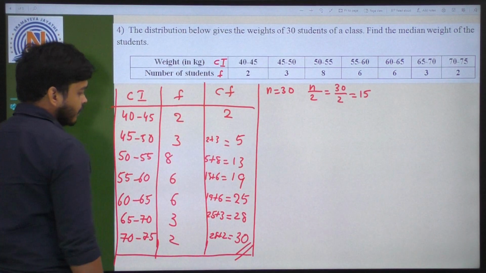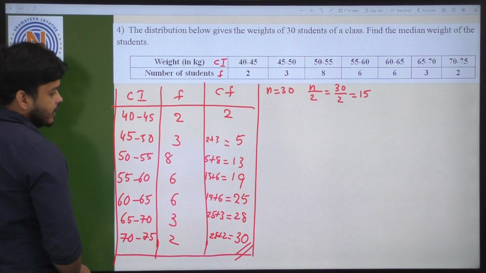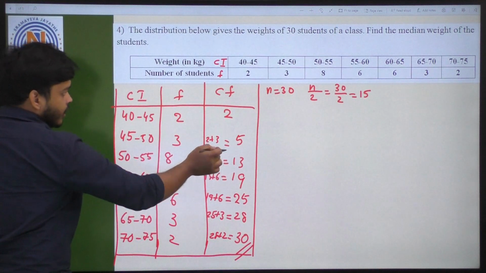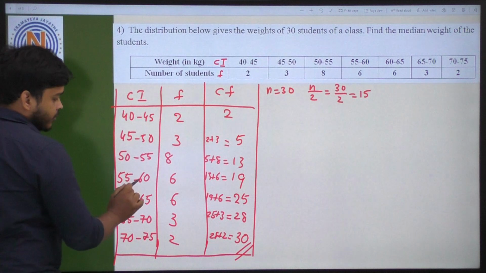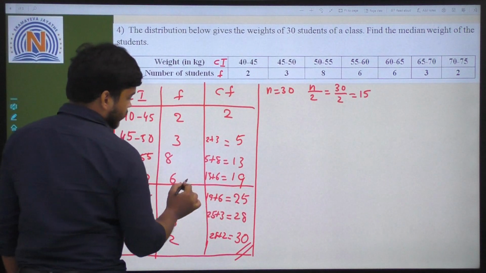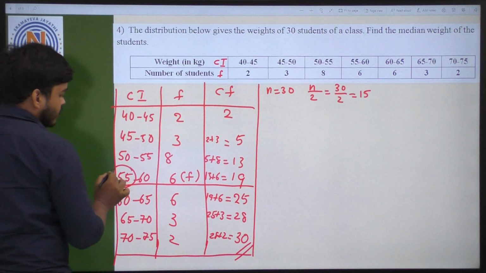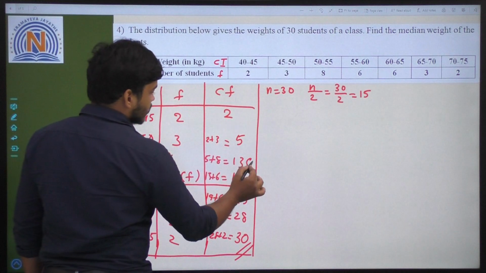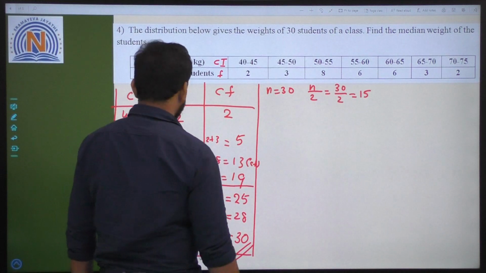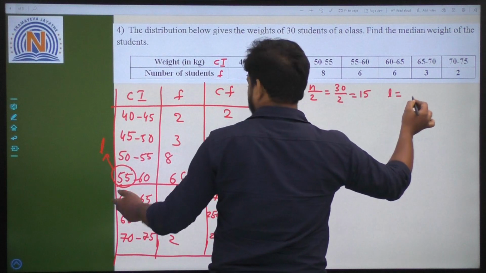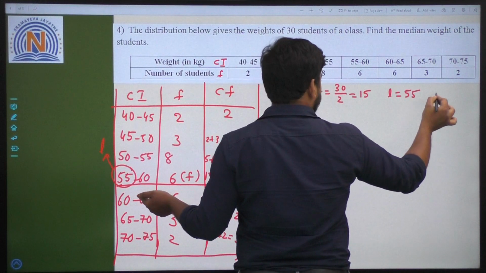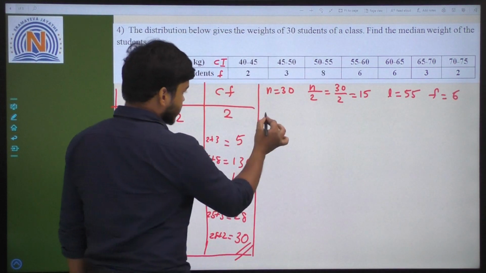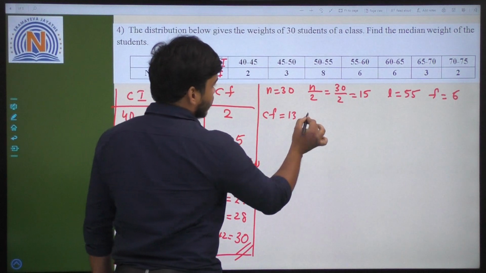So here 15, where we will get the 15th observation, the 15th person. Up to here 13 students are there. The 15th person's weight is in between 55 to 60. So here the frequency is F, this is the L, and this is the CF. From the table, L is equal to 55, and F is equal to 6, and CF is equal to 13.